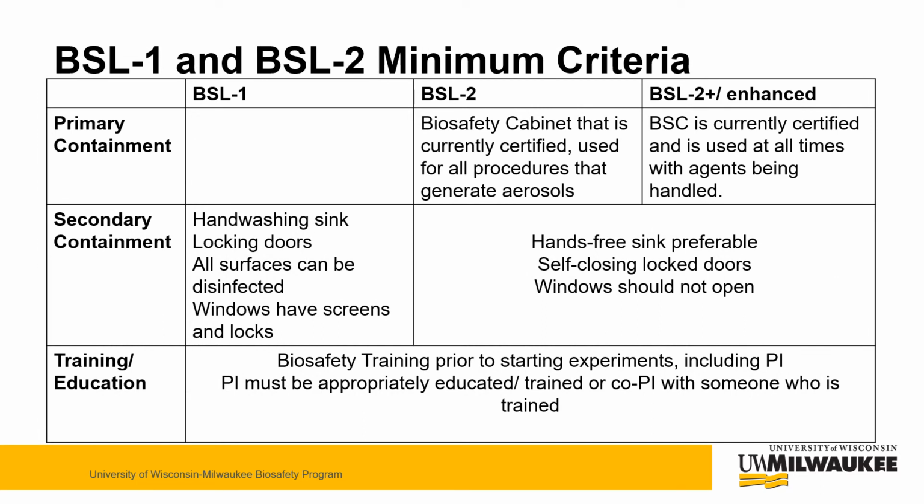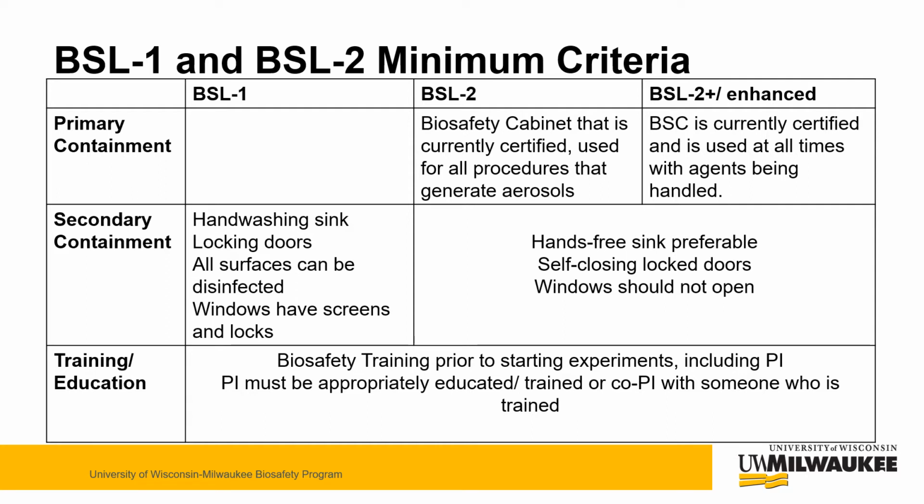These will outline the minimum criteria required for Biosafety Level 1, Biosafety Level 2, and Biosafety Level 2 Plus containment at UWM. In BSL-1, no special primary containment is required. In BSL-2, a currently certified biosafety cabinet must be used for procedures that generate aerosols. In BSL-2 Plus, personnel must use the biosafety cabinet for all procedures involving the work with the infectious agent.